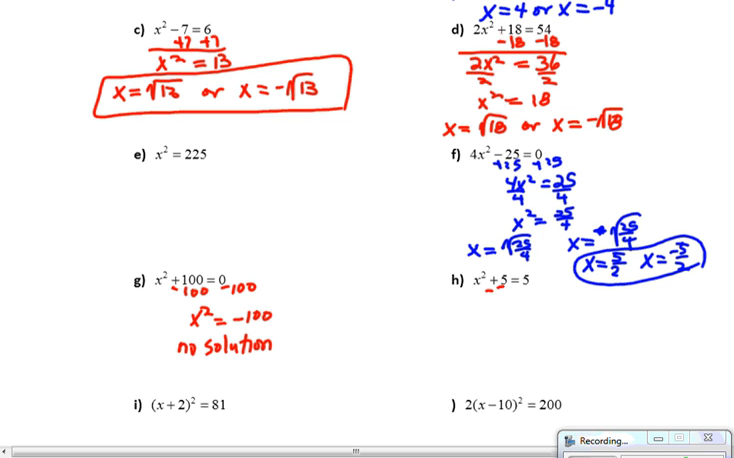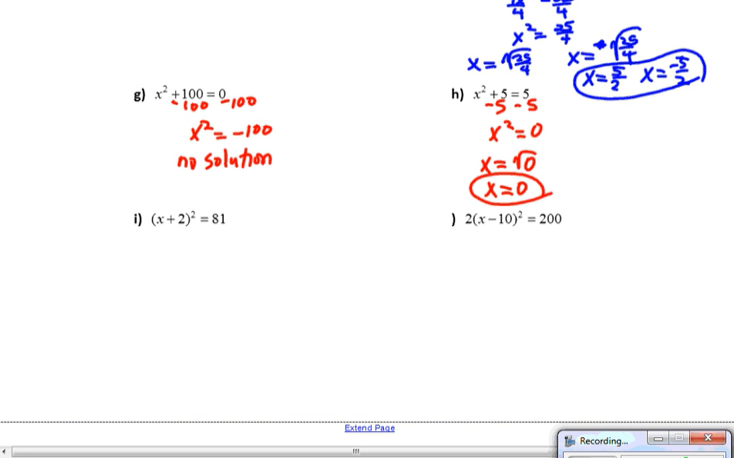H, I'm going to subtract 5 from both sides, and I get that x squared is equal to 0. So when I take the square root, I get x is equal to the square root of 0, or negative square root of 0, which is going to be the same thing. So this one has just one answer of 0.